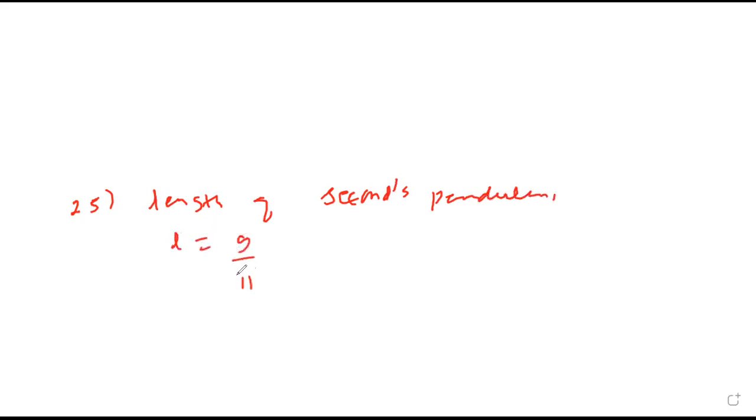One last for today. What is length of seconds pendulum? Length of seconds pendulum? It is 1 meter, g upon pi square, which is approximately 1 meter.